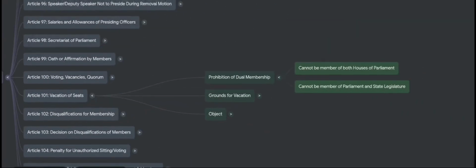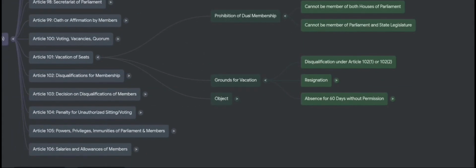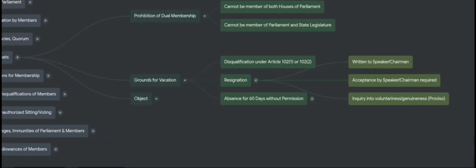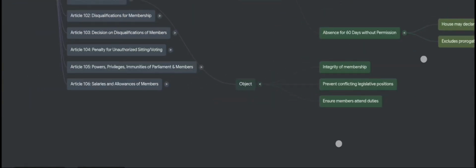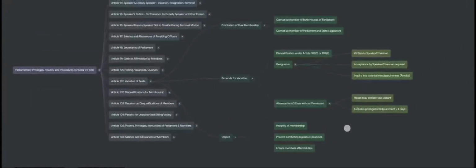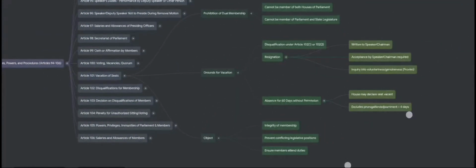For example, you can't be a member of both houses of Parliament or both Parliament and a state legislature at the same time, right? That's a clear prohibition. That's absolutely correct. Clauses 1 and 2 of Article 101 ensure this principle of single representation.